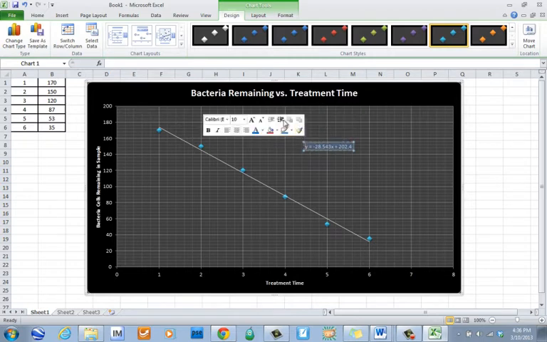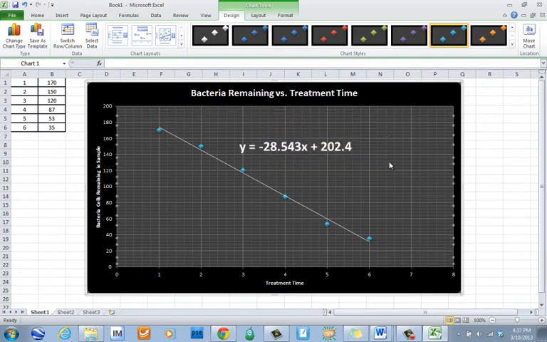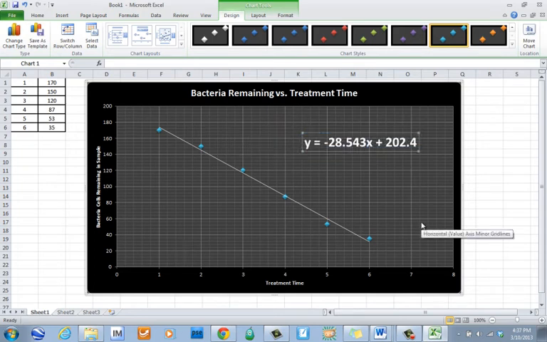So if I make this also quite a bit larger, maybe bold, by using this equation, you can actually predict exactly how many bacteria cells there were at the beginning, or at what time it would take to kill all the bacteria, just by plugging in your numbers for x and y.